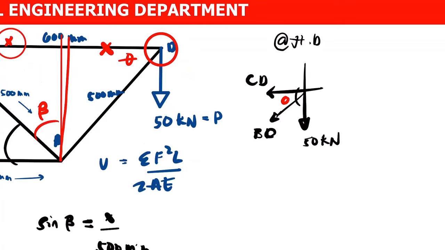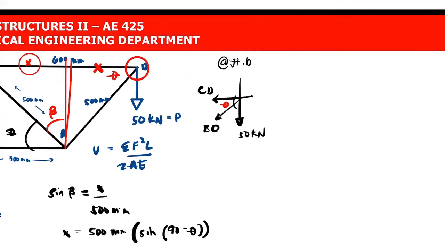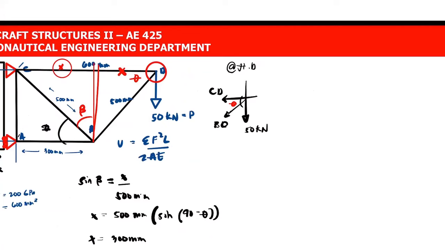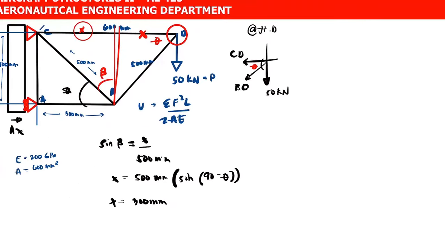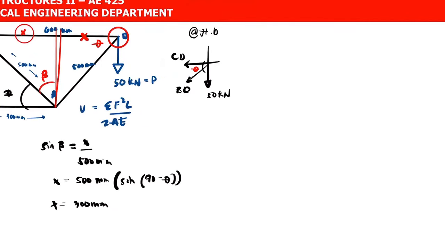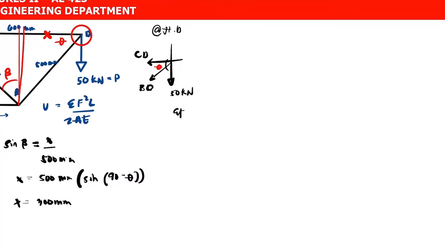This is theta also, right? So, let's try to solve it to be sure. That is 400, so arctan of 400 over 300. So, theta also is 53 degrees. Now we can solve. Summation of forces in y is equal to 0.